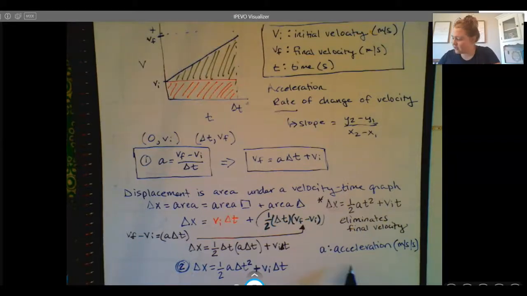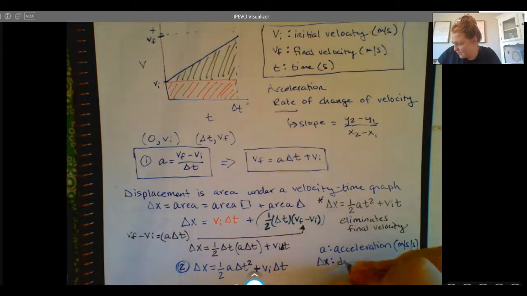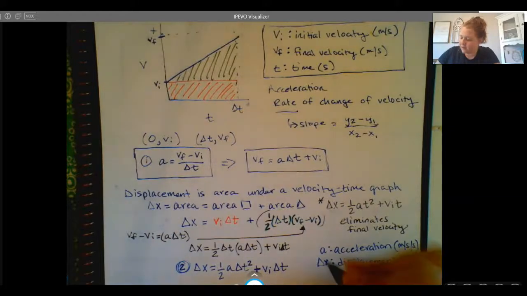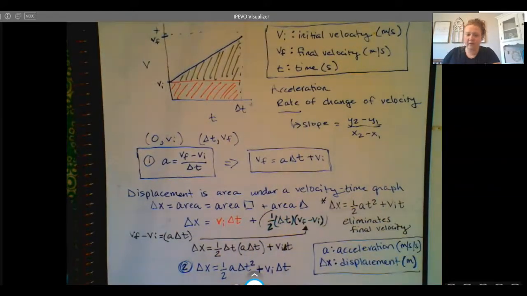All right, so we've also introduced, I think, delta x. Yeah, that's our final variable here. And we know that delta x is a displacement, and that displacement has units of meters. So I'm going to box this in because these are more variables that we're looking at.